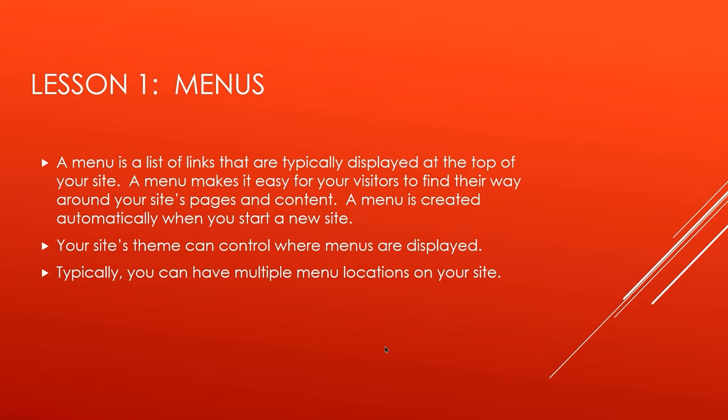So you've seen the menus based on the theme that we selected, and you know that it's a list of links that are typically displayed at the top of your site, but you also see that there can be multiple locations for them on a site depending on your theme. And you know that they make it easy for your visitors to find their way around your site's pages and content. When you start a new site, a menu is created automatically. And again, your site's theme can control where menus are displayed. And typically, you can have multiple menu locations on your site.